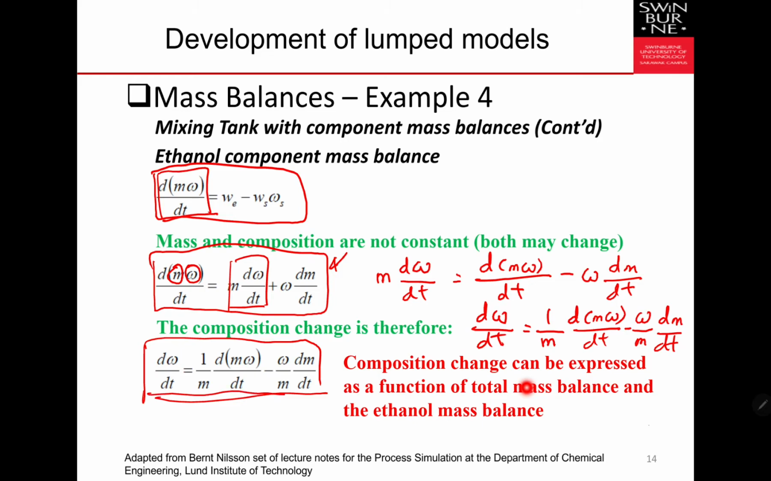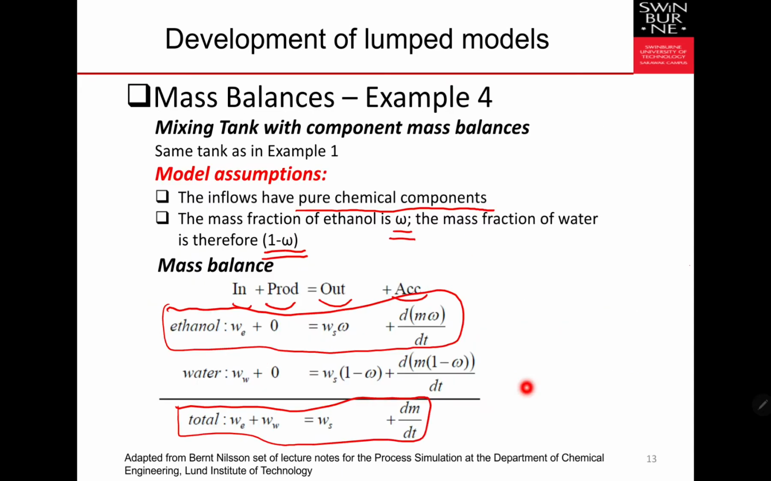Then we come up with these expressions in here. So the composition change with respect to time can be expressed in terms of the total mass balance in here and an ethanol mass balance. This one is the total, and this one is the ethanol one, which is what is expressed by this term in here, and then the term below.